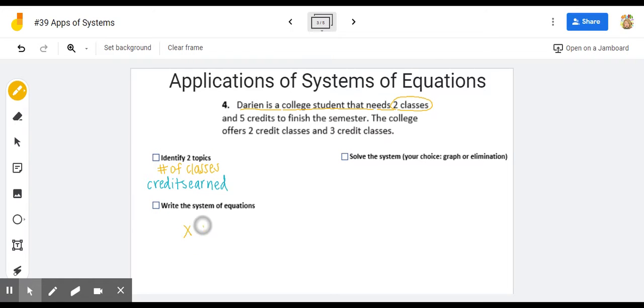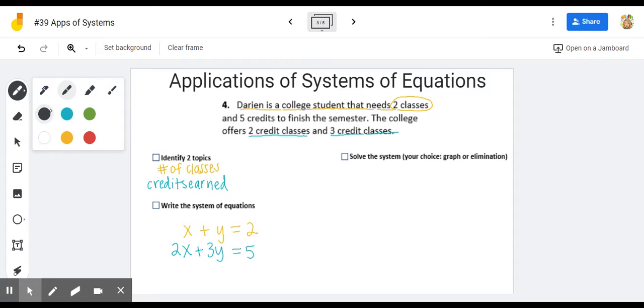We don't know what type of classes these are, so we'll just call them X plus Y, and we'll end up with 2 classes worth. Now, they told us something particular about the credits. His credits he will earn is 5, but the college offers 2 credit level classes and 3 credit level classes. So one of these classes will have 2 credits associated with it, so 2x, and one of them will have 3 credits available for that class. So we'll call that 3y. And congratulations, guys, we just made our system of equations.